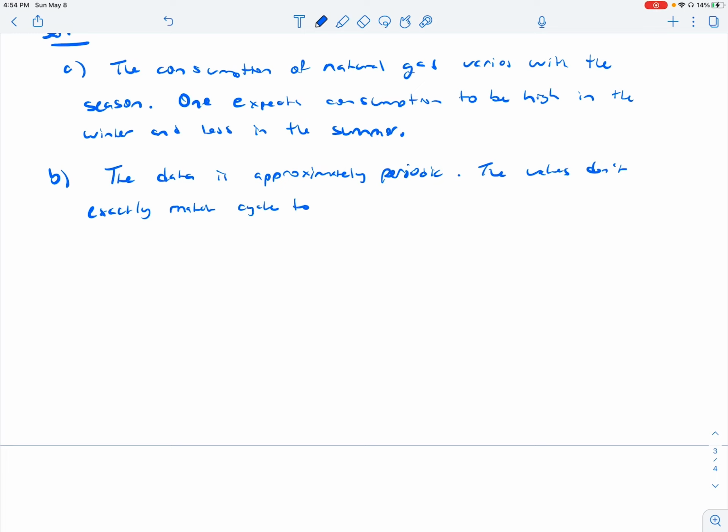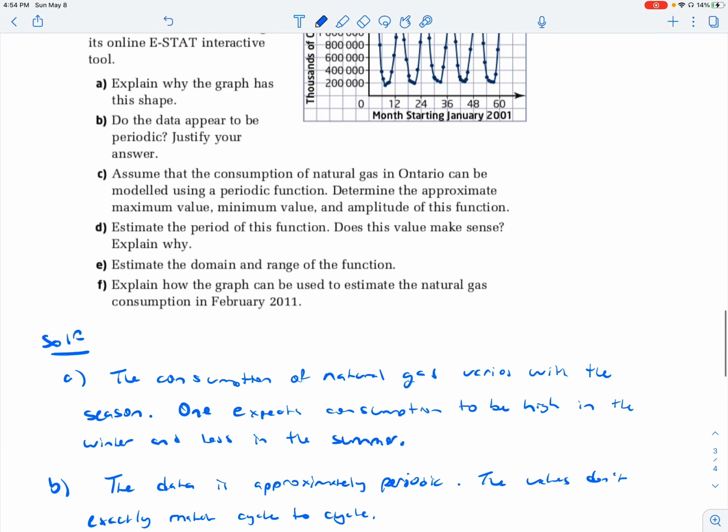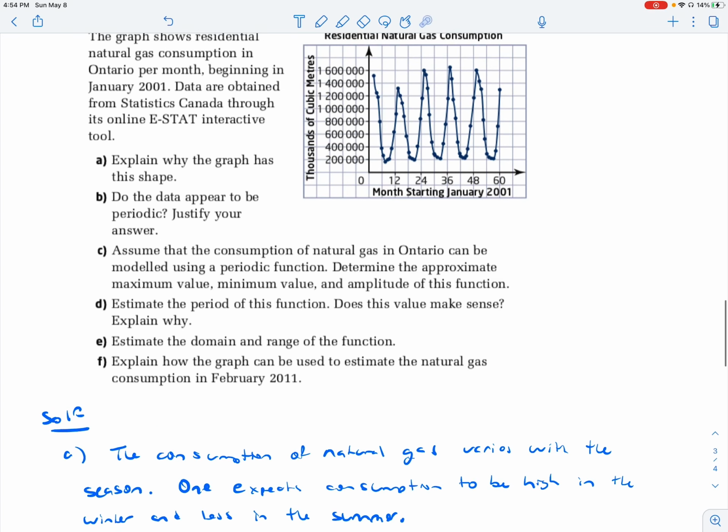Okay, part C. Assume the consumption of natural gas in Ontario can be modeled using a periodic function. That would be nice if we could come up with a function to follow through this graph. That's something we're going to learn how to do in this chapter. It says determine the approximate max value, min value, and amplitude of this function.